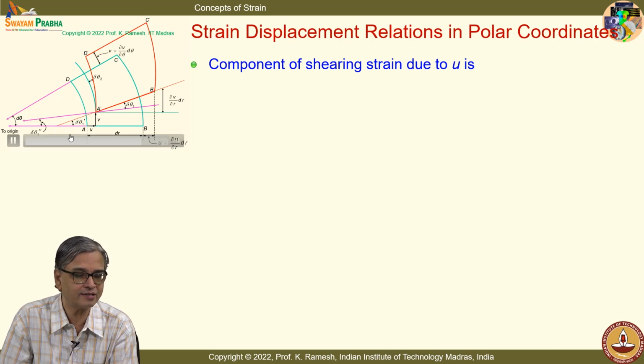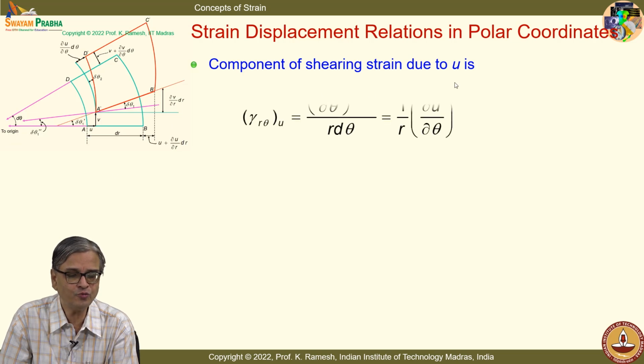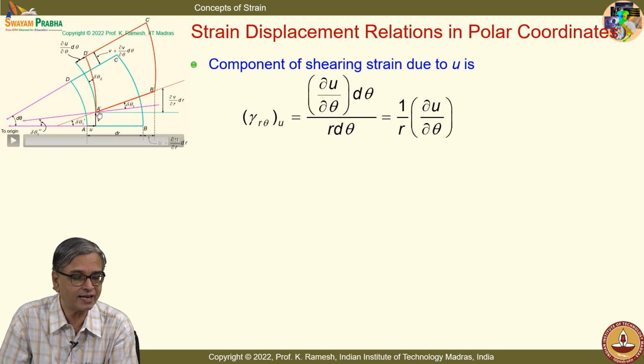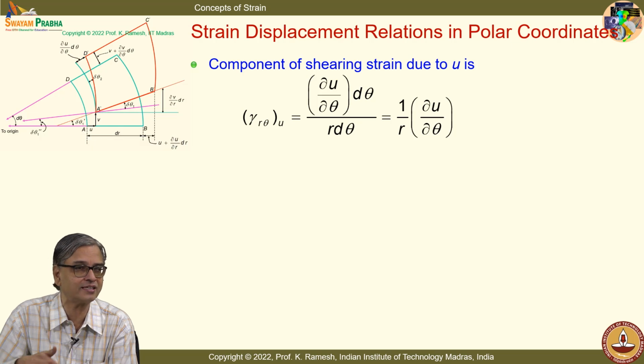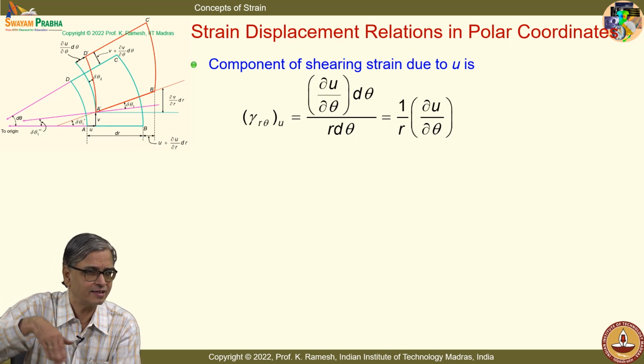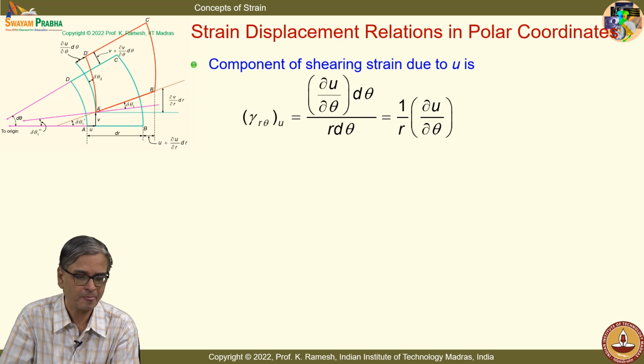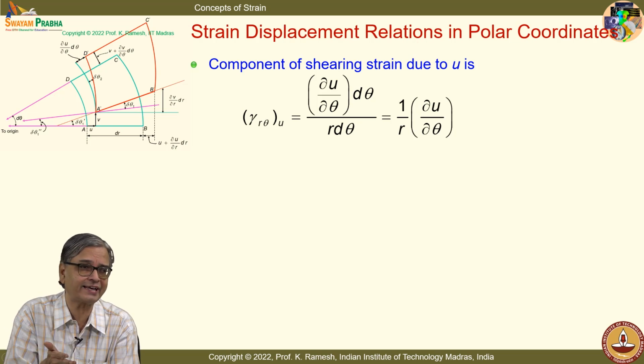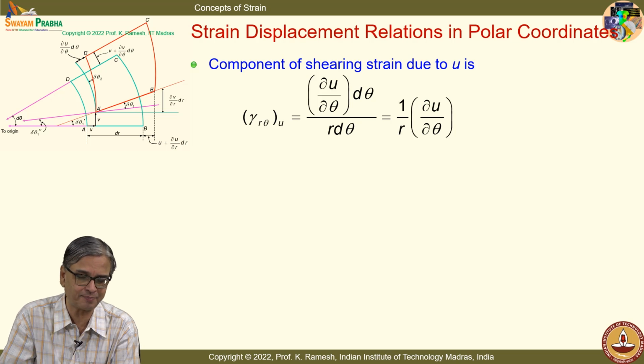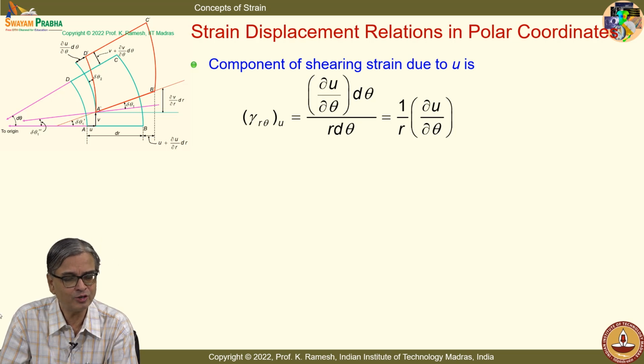Okay, so you look at this, the component of shearing strain due to u. We have already drawn what is a reference here. I have a radial line, I have a circumferential line. Is the idea clear? The radial line is drawn straight, the circumferential line is drawn as curved, because I have concentric circles and then radial lines. In the limit, they will all look like straight lines, but this is an exaggerated picture, and when we do that, we have to show that as a circumferential line.